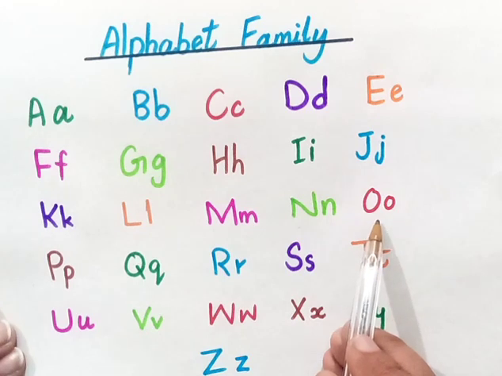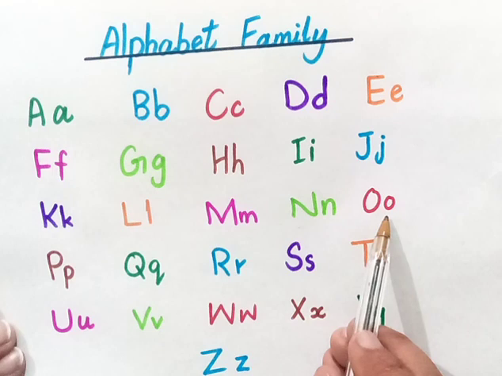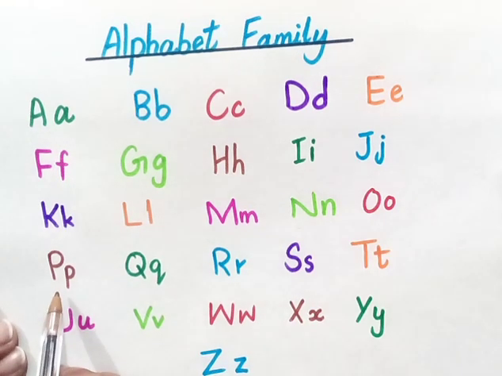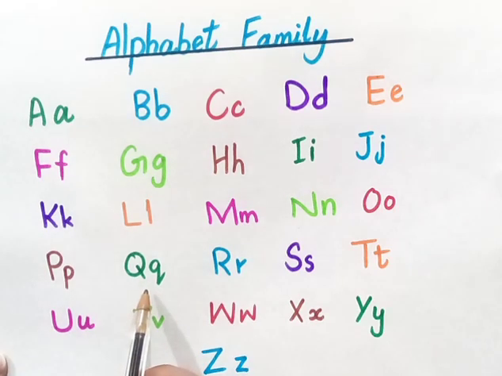O. The sound of O is O. O. Which letter is this? P. The sound of P is P. P. Q. The sound of Q is Q. Q.